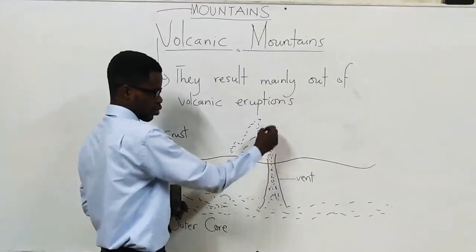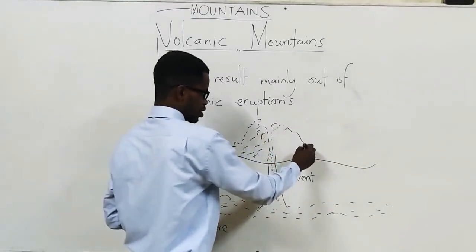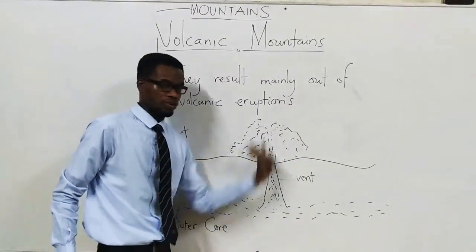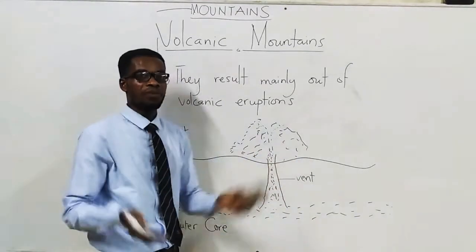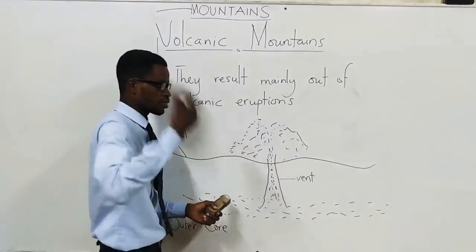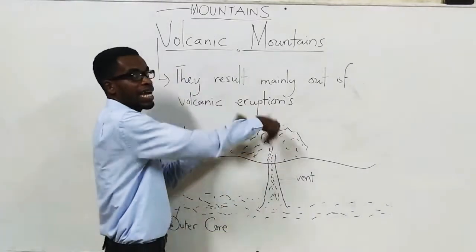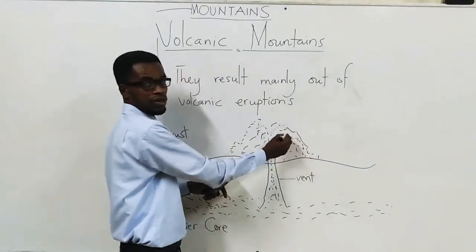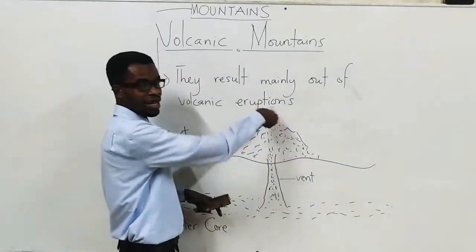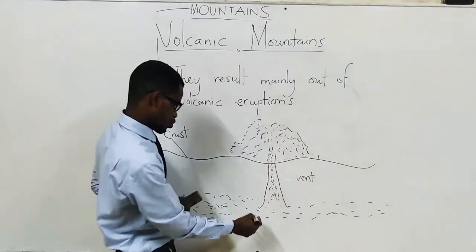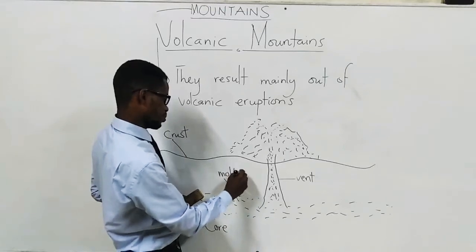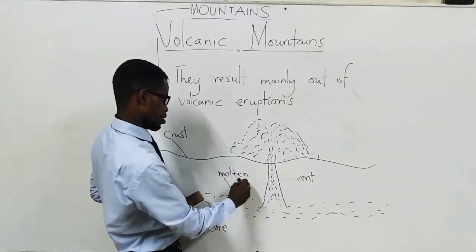So the mountain will begin to take its shape because the amount of magma that pours on the surface will determine the shape of the mountain. If it continuously pours, then it will keep piling up on the surface here. When it appears on the surface, we don't call it magma anymore. So I'm labeling this as my molten magma.